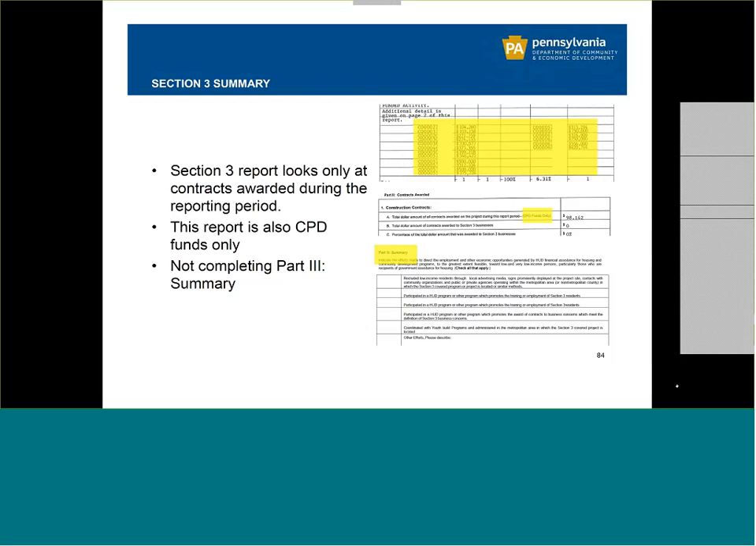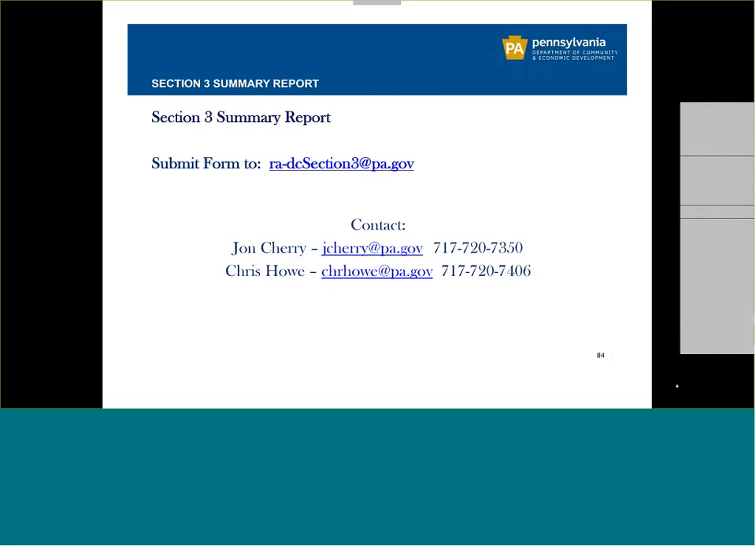And then again on Part 3 on the summary, there's nothing checked off. So you want to go through and identify the efforts that you've made in this previous year to attract Section 3 hires. And you want to make sure that you get credit for that information. So be sure you check off whatever appropriate box or describe other efforts that you've made. Again, if you have any questions, please contact myself or Chris Howe.